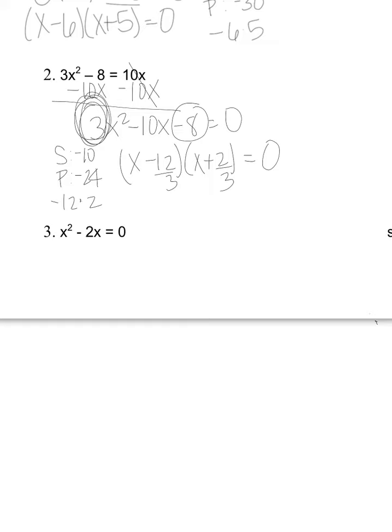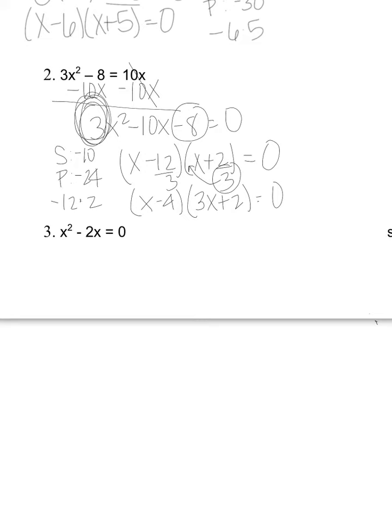Reduce before you swing, so that would be x - 4. And I can't reduce that, so I can swing that 3 in front. That's 3x + 2 = 0. Okay, so I'm done factoring.